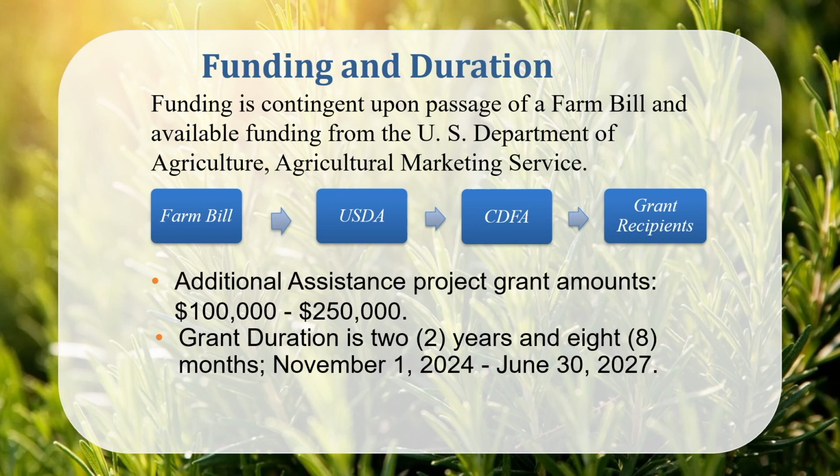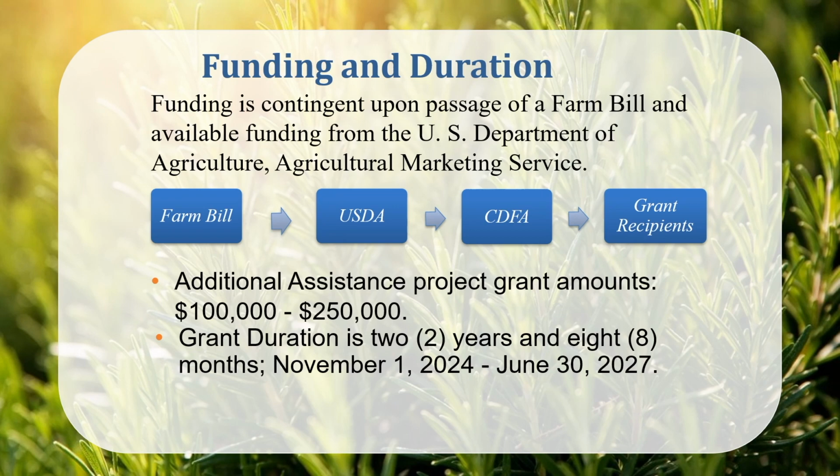For this program, the award amounts range from $100,000 to $250,000. Projects cannot be longer than 2 years and 8 months, beginning on or after November 1st, 2024, and ending by June 30th, 2027. Note that all grant activities, including mandatory outreach of project results and completing final reports and invoices, cannot occur any later than June 30th, 2027.